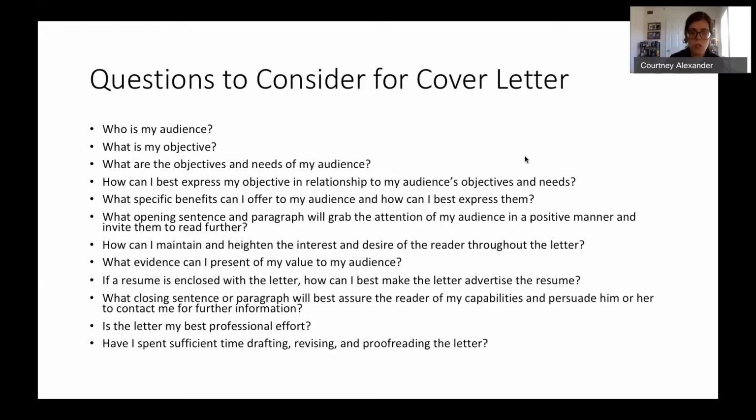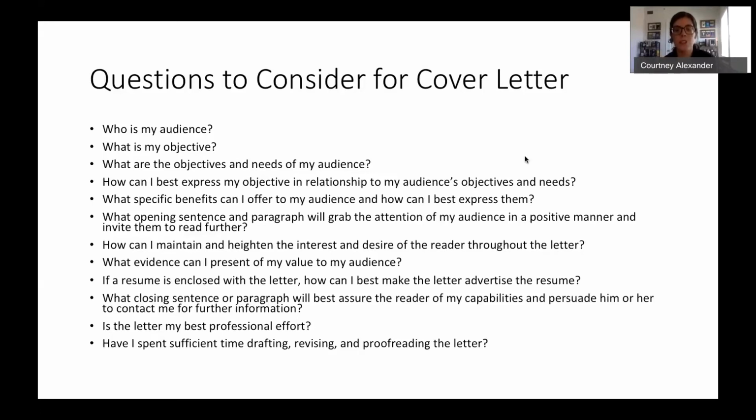What closing sentence or paragraph will best assure the reader of my capabilities and persuade them to contact me? Is this letter my best professional effort? And have you spent sufficient time drafting, revising, and proofreading? There is nothing worse than not proofreading a cover letter.